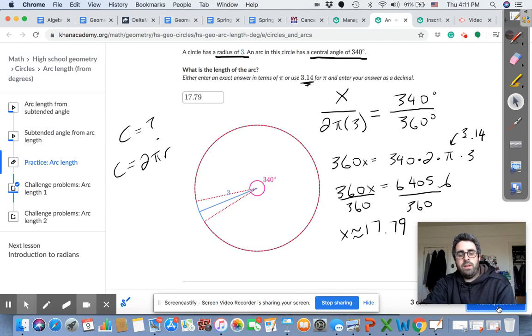Let me know if you have any questions. These, again, can be a little more challenging because in this case you have to use the circumference formula. I believe every question tells you to use 3.14 instead of pi, so if you don't have a calculator at home, that should make it a little bit easier.